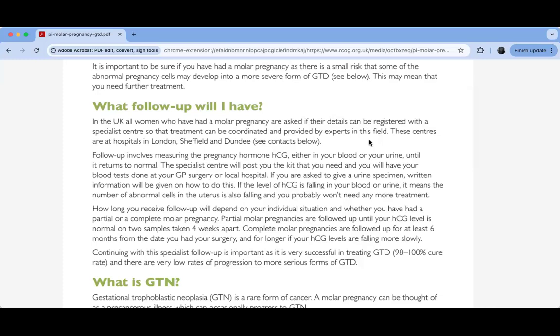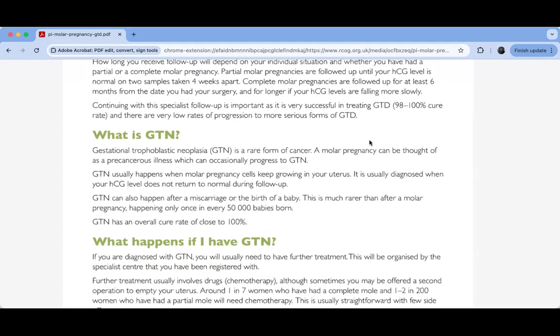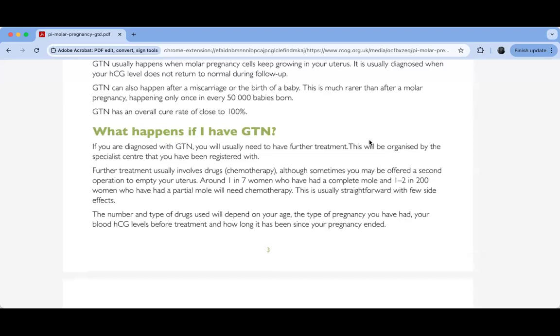So she will ask you another question about how long shall I receive the follow-up? How long you will receive the follow-up will depend on your individual situation, and whenever you have had the molar pregnancy, we have to follow the hormone level till it becomes normal, okay? So she will maybe ask you, when can I be pregnant again? Okay, right? So you will find even the answer here, okay?